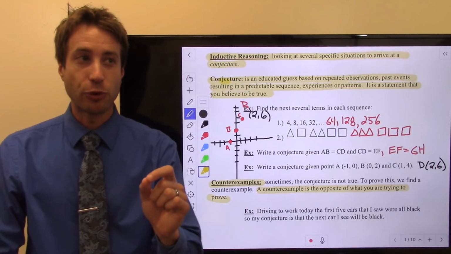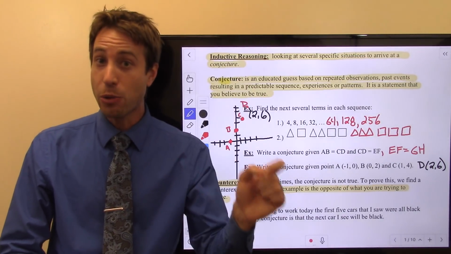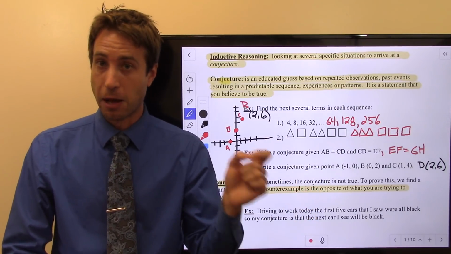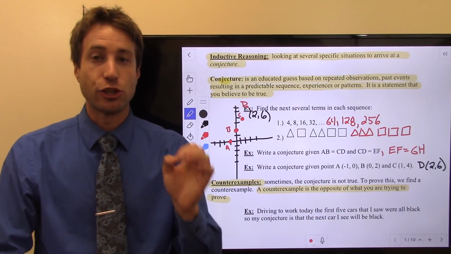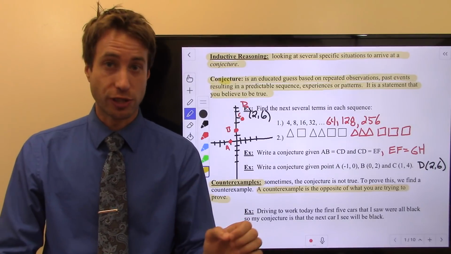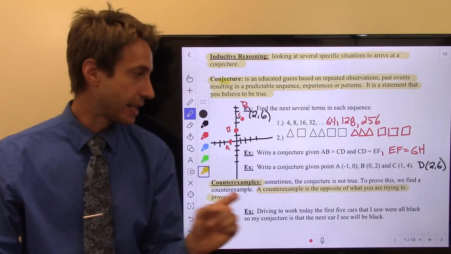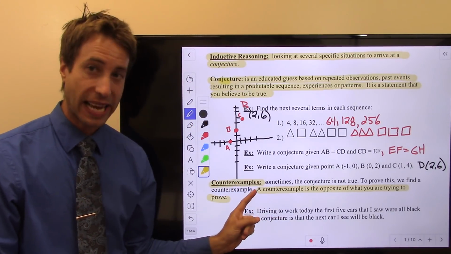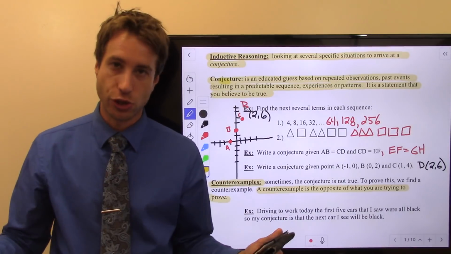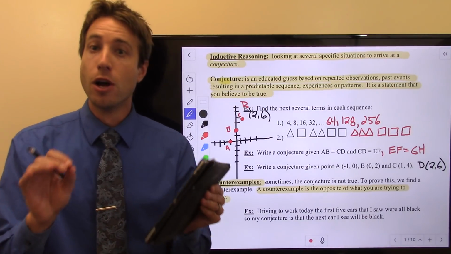So inductive reasoning is an okay way of proving something, but you can show that your conjecture is false with just one counterexample. All you need is one counterexample and the conjecture is false, okay?